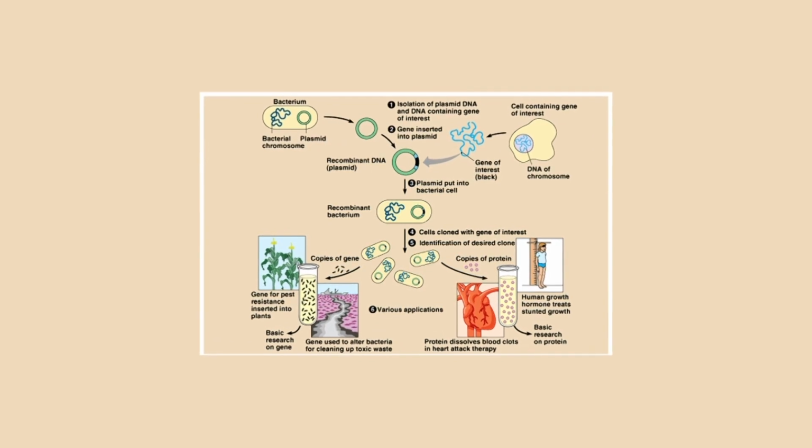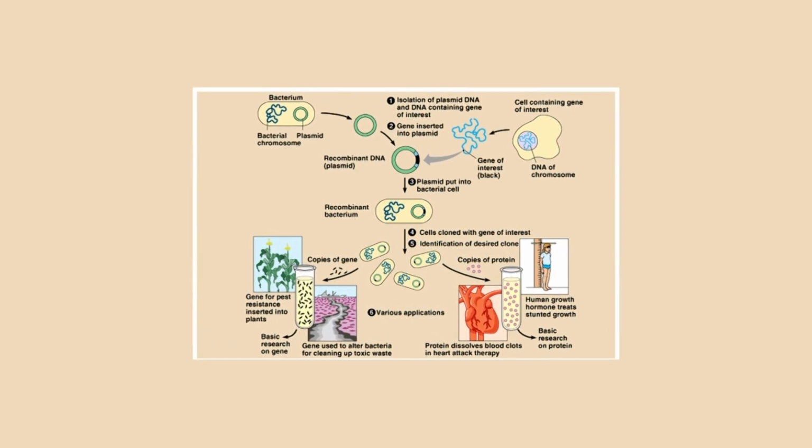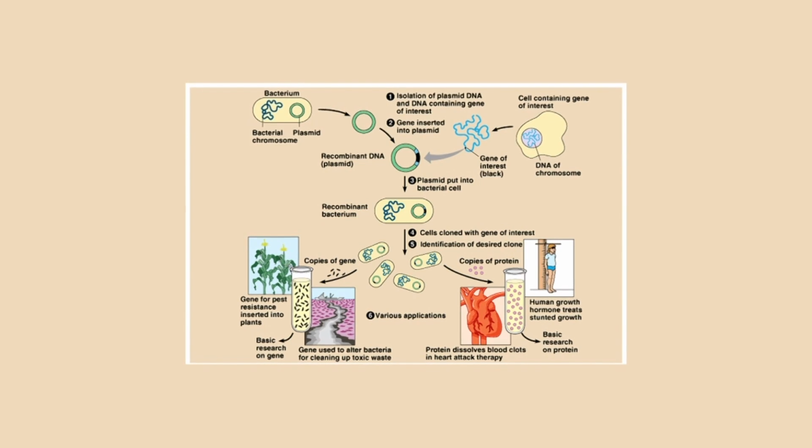Here is a pictorial representation of what genetic engineering is, what its applications are, and what steps are involved in it, and we will discuss each of them in detail later on. The examples involved here show that an anti-clotting protein can be created, growth hormone can be produced in large amounts, and insect-resistant or pest-resistant plants can be created.